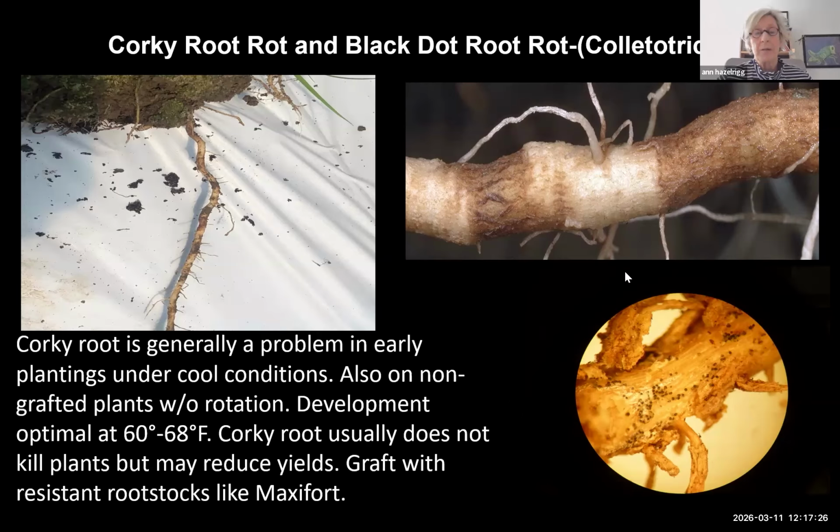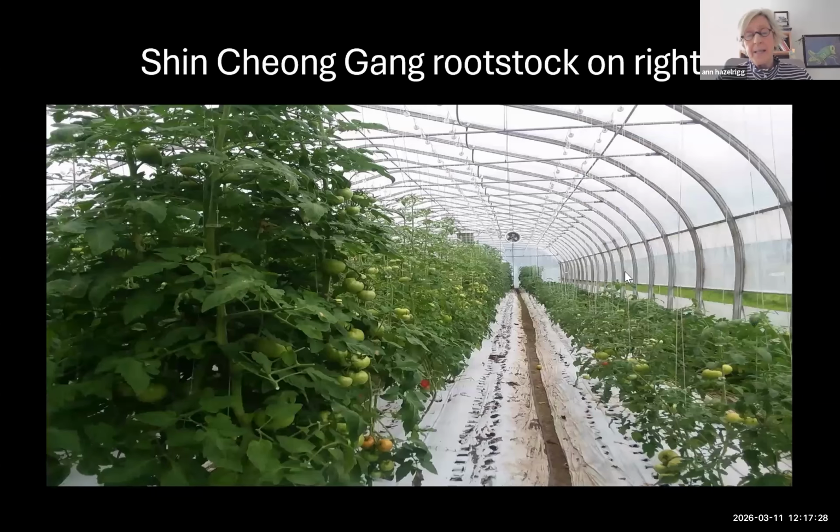rootstocks like Maxifort. But we did have a case where this Xinjiang rootstock was used, and it's listed as resistant to corky root rot and black dot, but that rootstock is on the right, and a different rootstock is on the left. So obviously, this one didn't hold up to the corky root rot disease. So just be aware. But I know Maxifort works well.